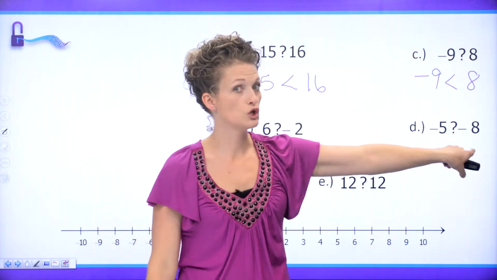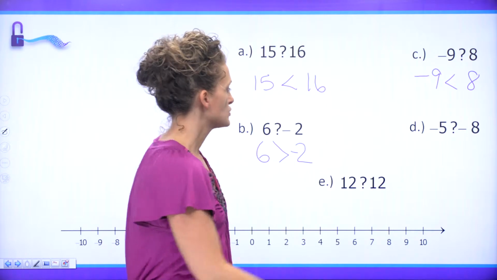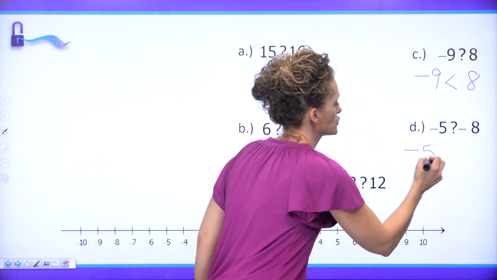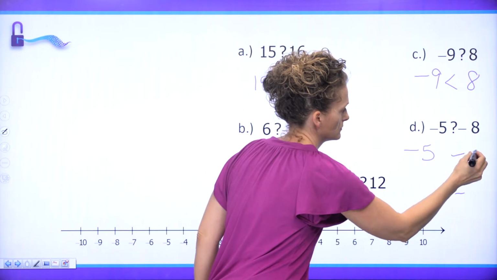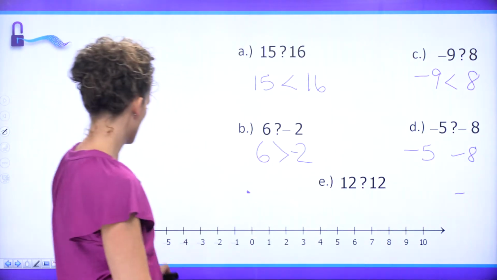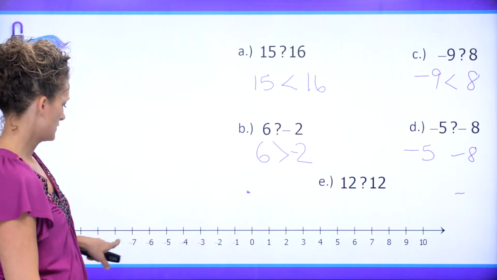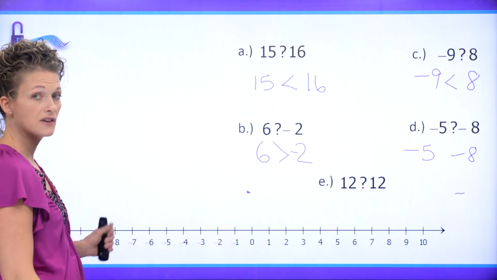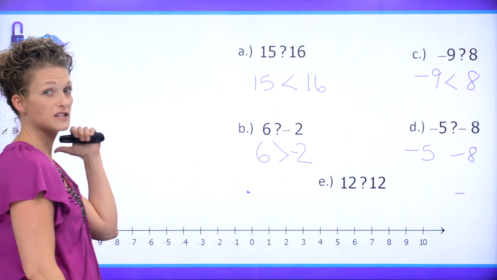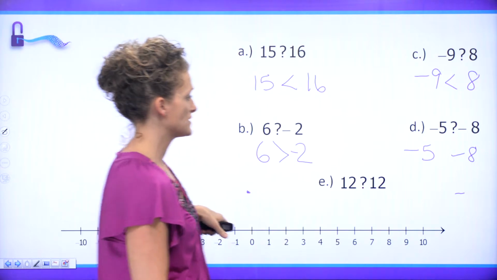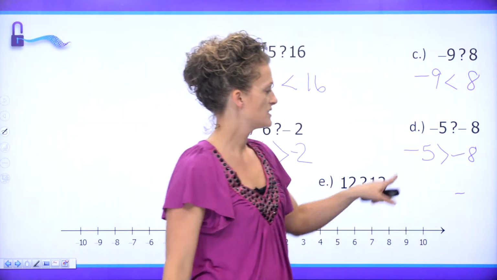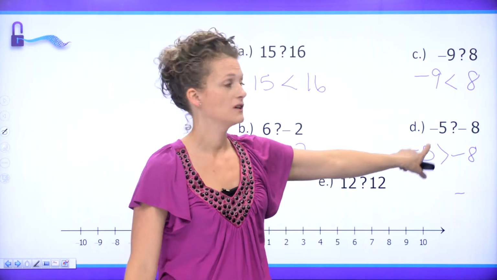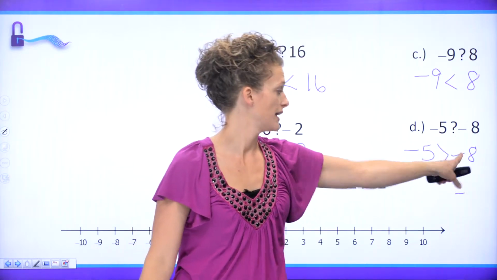Well, here we have two negative numbers. So the question is, which one is smaller? Well, here's -5, here's -8. Since -8 is farther to the left, then -5 is bigger. So this says that -5 is greater than -8.